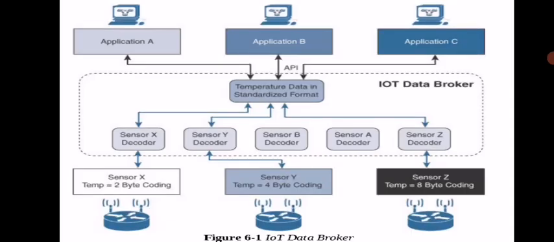Okay, so here we have one example. Just observe, I hope it is clearly visible for you. You can observe we are having 3 different applications, application A, B and C. Then in the intermediate we are having a dotted rectangle. You can observe, just observe over here, the IoT data broker, in bold in the right middle corner. So we are having an IoT data broker.